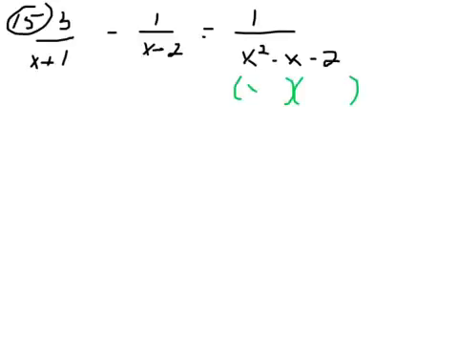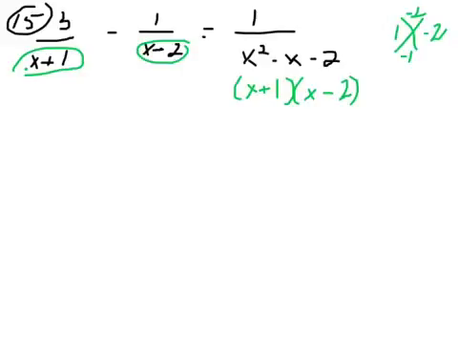So to get the x squared, we put an x here and an x here. I want to multiply to get negative 2 and add to get negative 1. Well, 1 and minus 2 would work, wouldn't it? 1 times negative 2 is negative 2. 1 plus negative 2 is negative 1. So it's going to be x plus 1 and x minus 2. Well, that's exactly what I already had over here, isn't it?